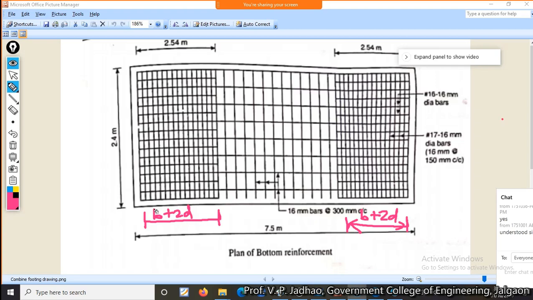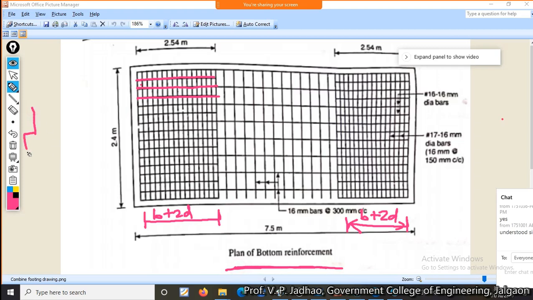Okay, how many bars were there? I think it was, okay, bars are not calculated. We'll consider the spacing only. The spacing came out around 150 mm. So you can see these bars are provided up to this length only. Okay, this is for the bottom reinforcement, bottom plan.